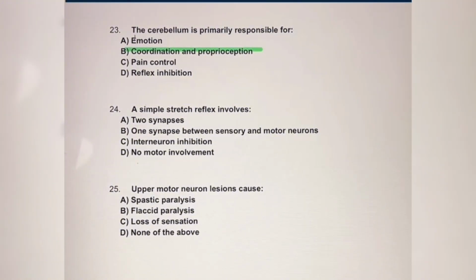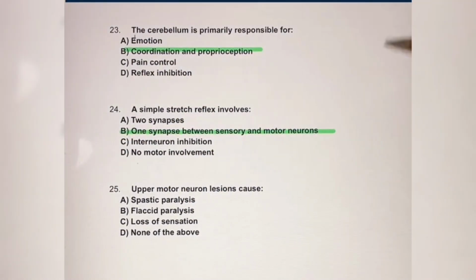Number 24, the answer. Again, a simple stretch reflex involves one synapse between sensory and motor neurons. So again, a monosynaptic reflex. We have a sensory neuron, and we move to a motor neuron. So like our knee-jerk reflex.